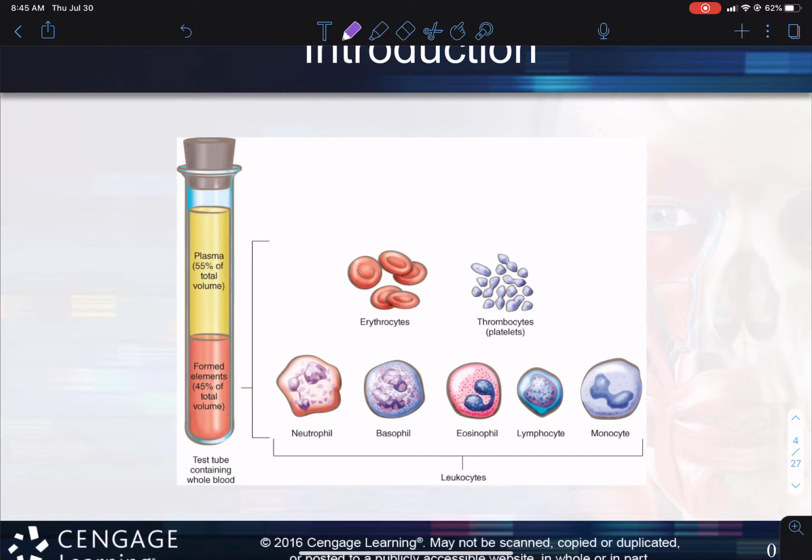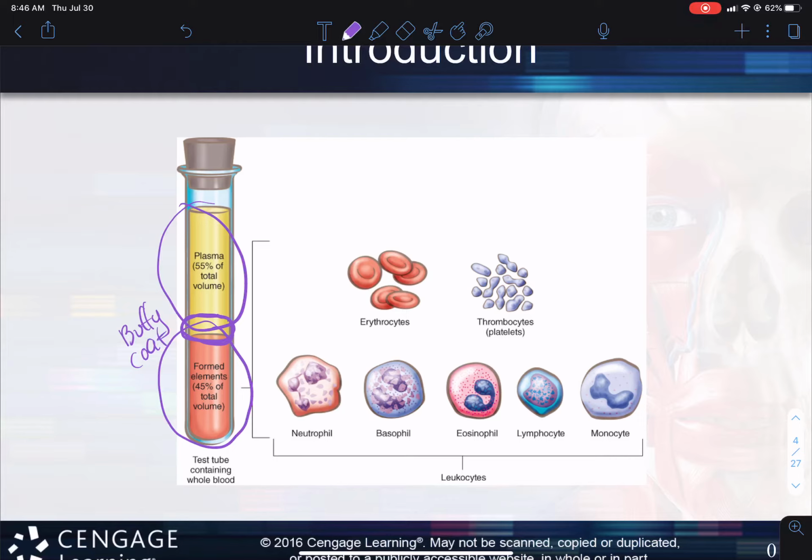So if we were to take a vial of blood that was just recently donated or just recently taken from a patient, and we were to spin it down or just let it sit for a couple hours, it would separate into the formed elements being the bottom 45% and the plasma being the top 55%. This is simply because the formed elements weigh heavier than water and the plasma proteins, so that's why they're going to sit towards the bottom. And this picture actually doesn't show you everything.